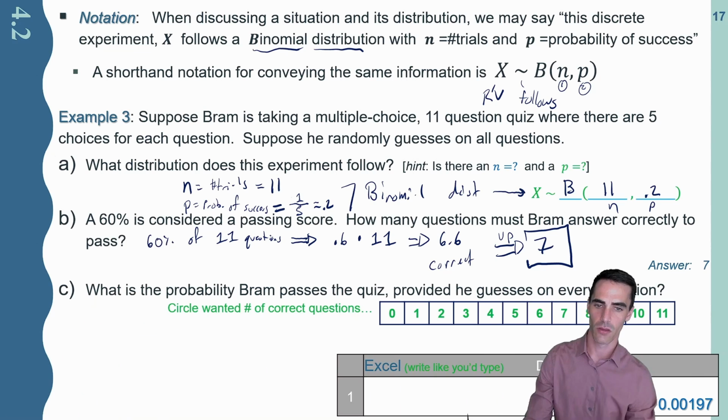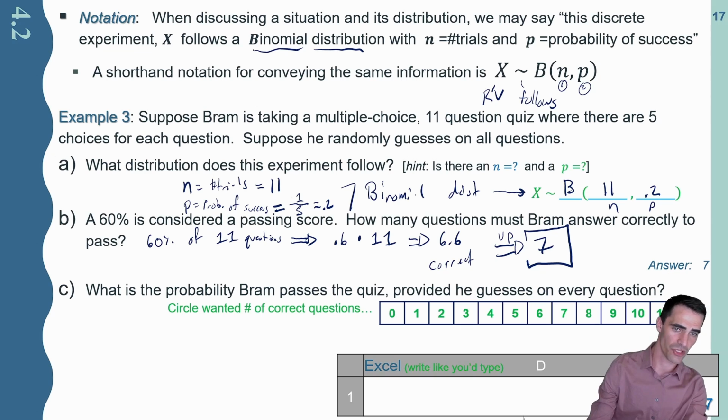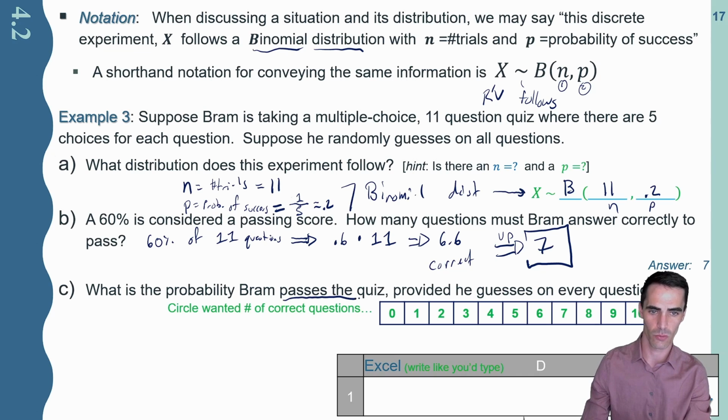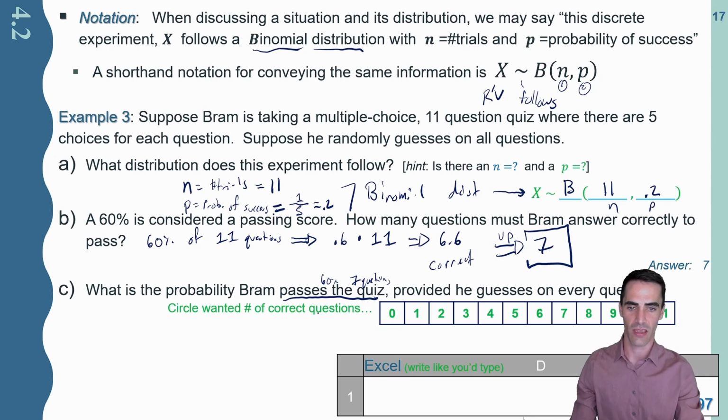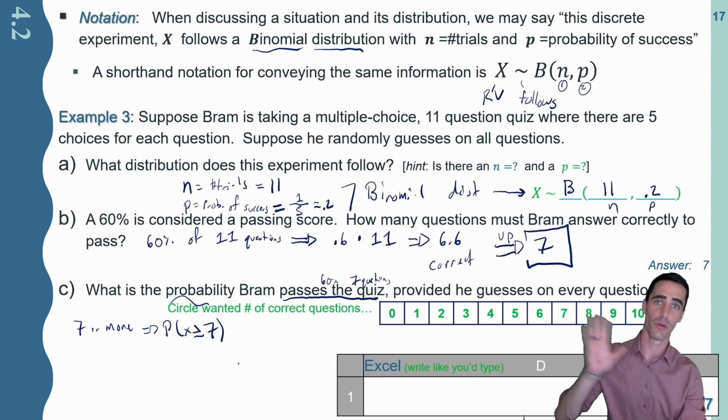Let me slide out of the way. What is the probability Bram passes the quiz, provided he guesses on every question? Passes the quiz. Remember, that's going to represent a 60% or 7 questions correct. Let me first write out what that looks like. If I want to pass that quiz, then I need to get 7 or more correct. And so I'm looking at the probability that x is greater than or equal to 7. Again, if I get 7 correct, we passed.